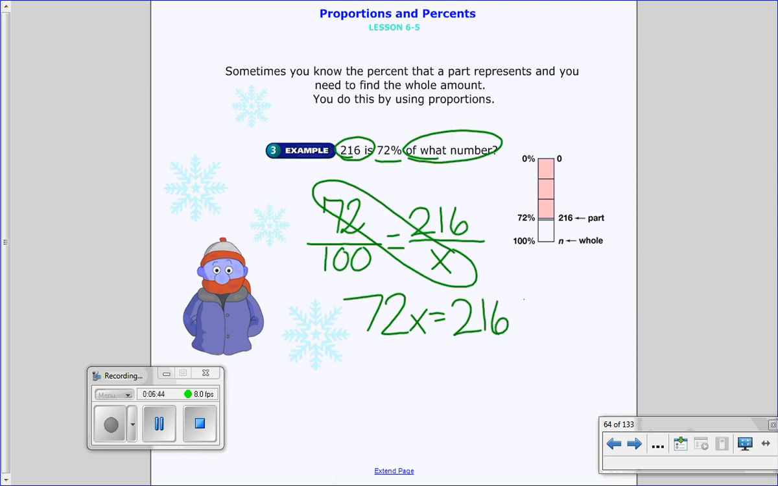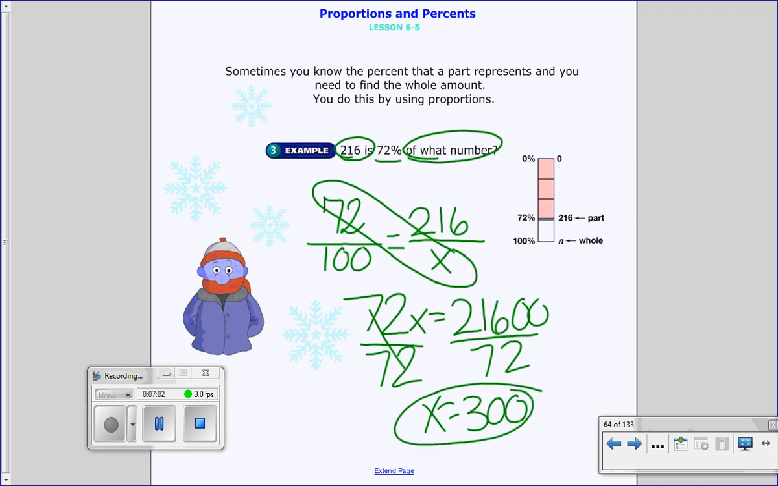So you can see how this gets a little repetitive because you're always doing the same thing, really. You're filling in, or you're going to miss one piece, and you're going to have to figure out what it is using proportions. So 21,600 divided by 72 is 300. So the whole in this case is 300.